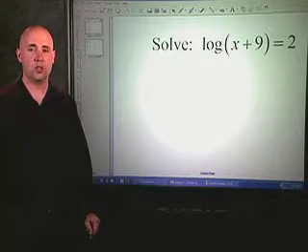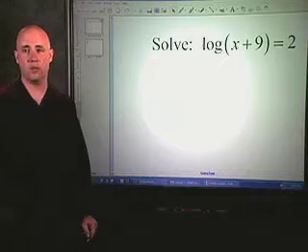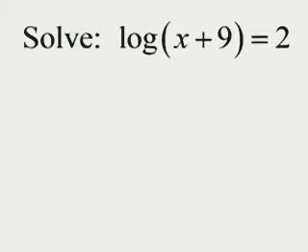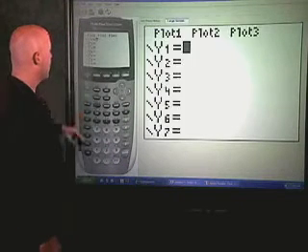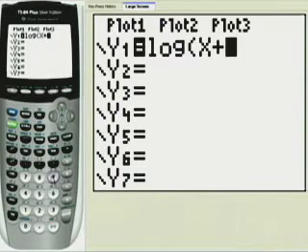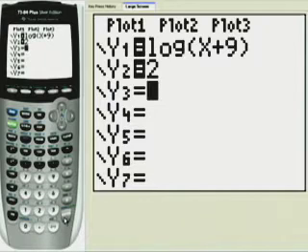Now that we've solved this equation algebraically, let's move to our smartboard interactive whiteboard and solve it using a graphing utility. To solve this equation using our graphing utility, we first notice that we have expressions on both sides of the equation. So we're going to enter our left side as y1 and our right side as y2 and look for the intersection point of the two graphs. We go to our graphing calculator. In y1, we're going to enter log base 10 of x plus 9, close parentheses, and enter. And in y2, we enter the constant 2 as the right side of our equation.